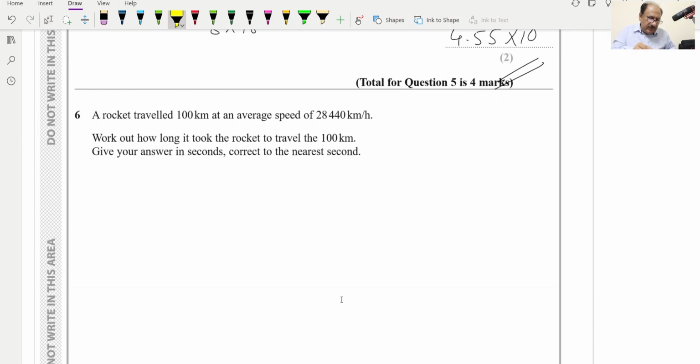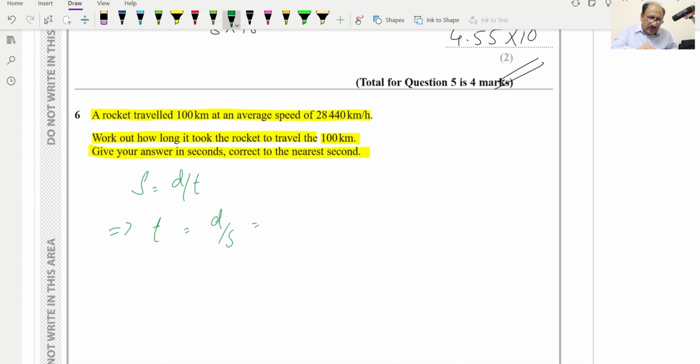Question number 6 says a rocket traveled 100 kilometers at an average speed of this many kilometers per hour, and work out how long it took the rocket to travel the 100 kilometers. Give your answer in seconds, correct to the nearest second. So we know that speed is equal to distance over time, so this implies that time will be equal to distance over speed.